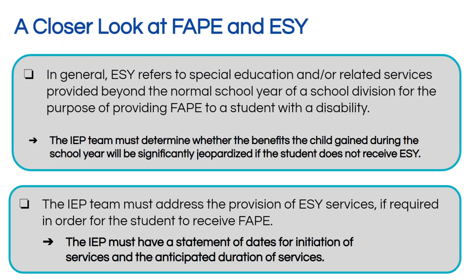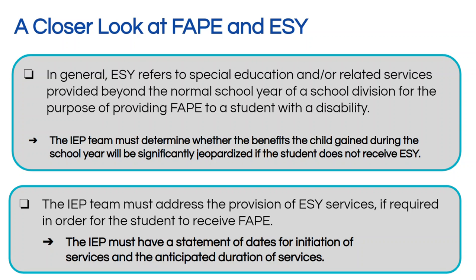VDOE breaks down the justification of FAPE for ESY with the following four components. The first component states, in general, ESY refers to special education and/or related services provided beyond the normal school year of a school division for the purpose of providing FAPE to a student with a disability. Let's break this down further.